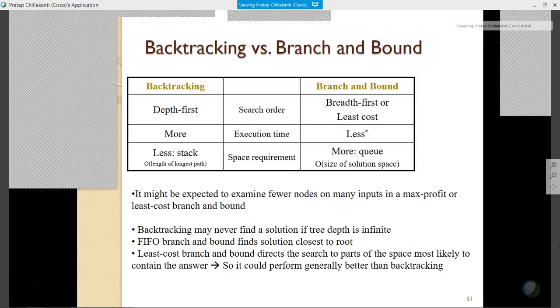Now, the key differentiation between backtracking and this one is what? Backtracking is always depth first, whereas with branch and bound, we said it's breadth first. Breadth first is also nothing but the least cost approach. You're always taking the least cost approach.